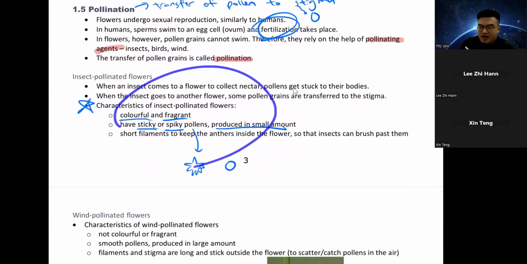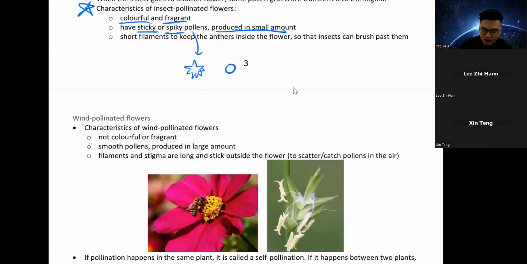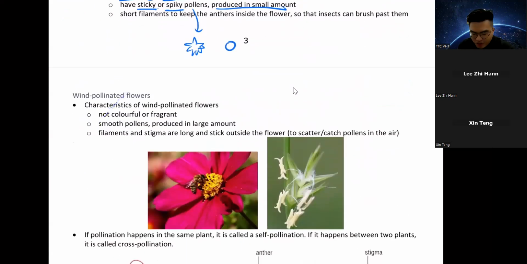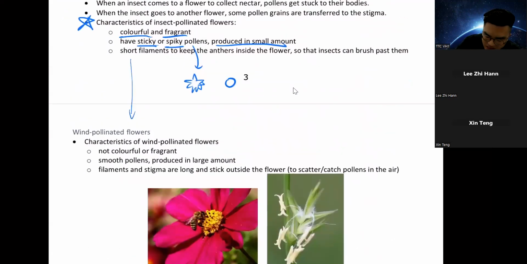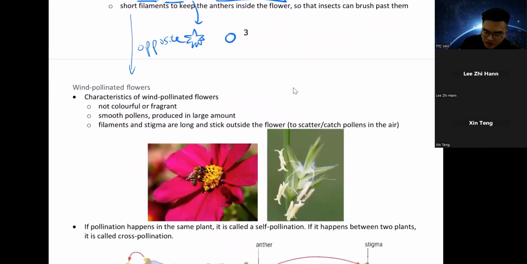Okay, so this is insect flower. Insect flower. Okay, next we have wind flower. Wind pollinated flower. Okay, wind pollinated flower is the opposite. 完全相反 is the opposite. Okay, so number one, they are not colorful, they are not fragrant. If I only need the wind, I don't need color, I don't need smell, because wind just blow on. I don't need that. I'm wasting energy if I grow that.